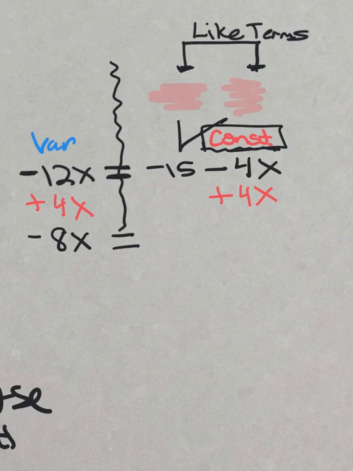And then on the right-hand side, a negative 4x and a positive 4x is 0 x's, but we still have a negative 15. So do you see how we met our goal and got all the variables on the left-hand side and all the constants on the right-hand side? And so isn't this now just a one-step equation?